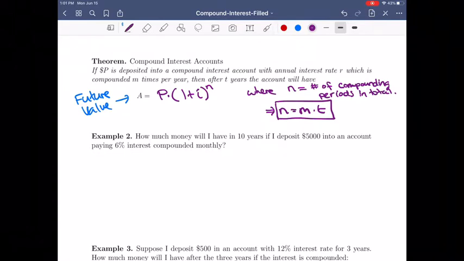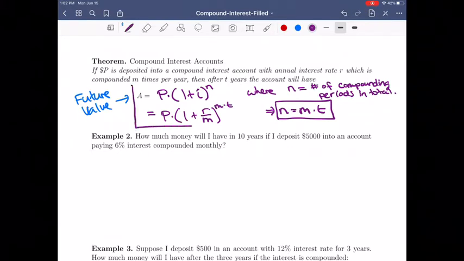Now if you want to write it with r's, i is actually r over m. So you could also think about this as P times 1 plus r over m to the power m times t. Both of those give you your future value after t years, where you compound m times per year.